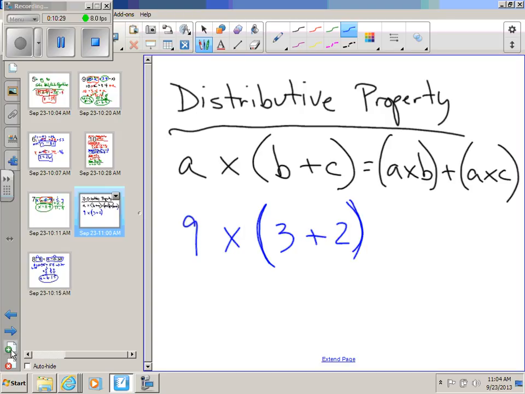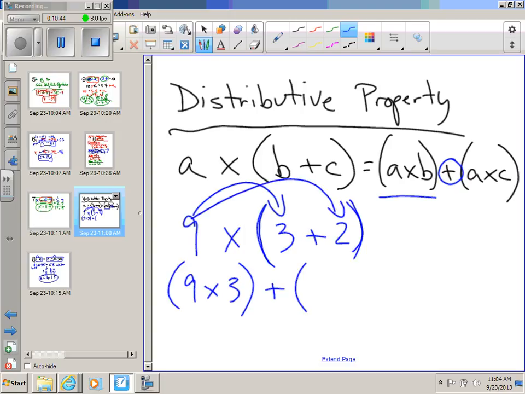Now the short way is this. They say, okay, I'm going to take this 9. I'm going to multiply it to my B. So I'm going to say 9 times 3. And I'm going to add it to the same 9 times the 2. Split it up.